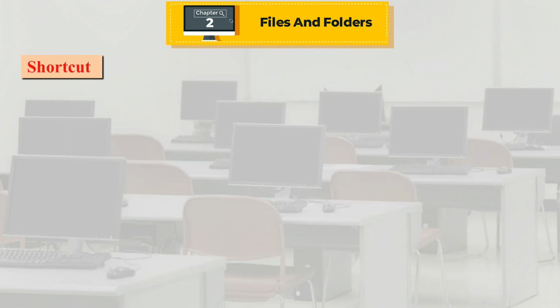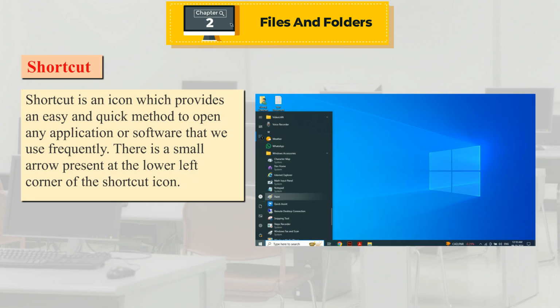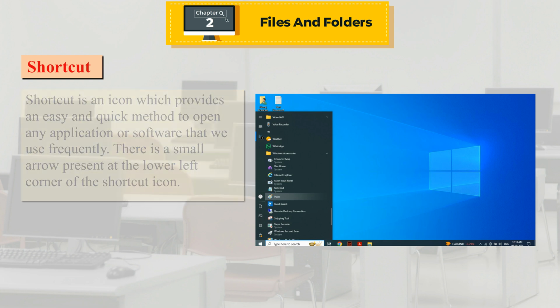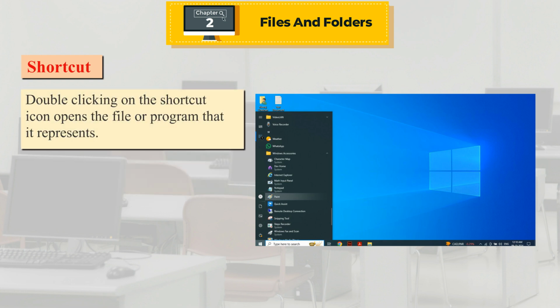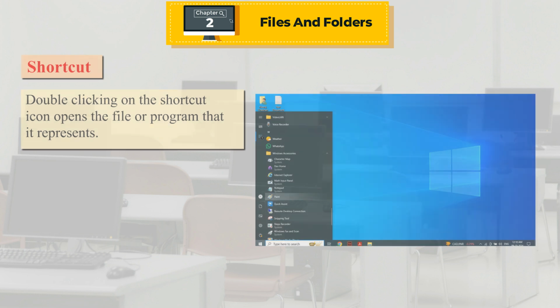Shortcut. Shortcut is an icon which provides an easy and quick method to open any application or software that we use frequently. There is a small arrow present at the lower left corner of the shortcut icon. Double-clicking on the shortcut icon opens the file or program that it represents.